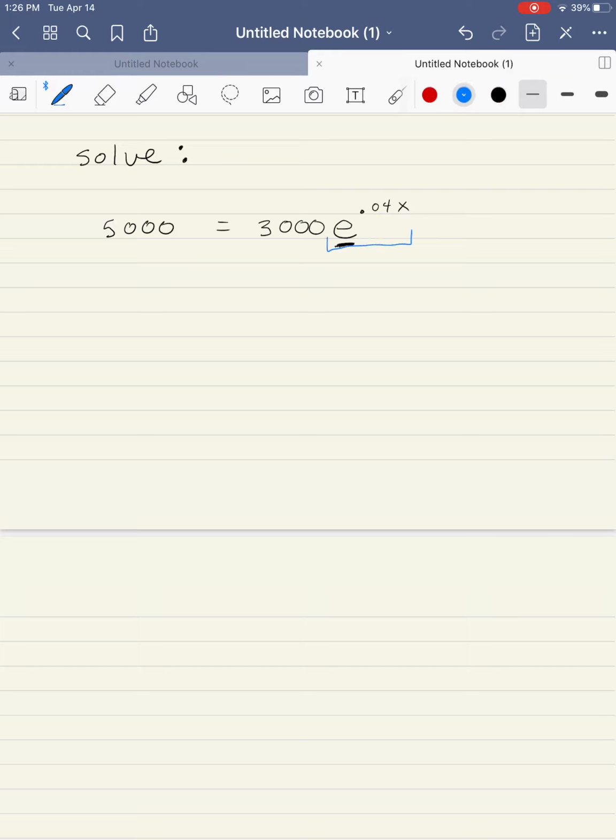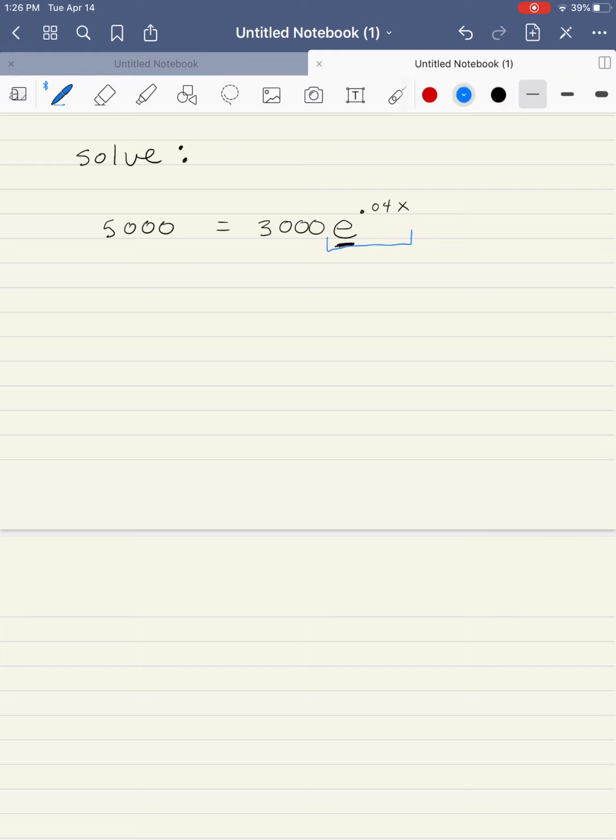So I divide 5,000 by 3,000 on both sides. And I know that I am dividing because I have multiplication between 3,000 and the e to the 0.04x. And on my calculator, I see that I get 1.666667, and repeating. I don't want to have rounding error. So I'm going to do math frac on my calculator and see if I can get that as a fraction. And obviously that is 5/3 because my zeros all canceled out.